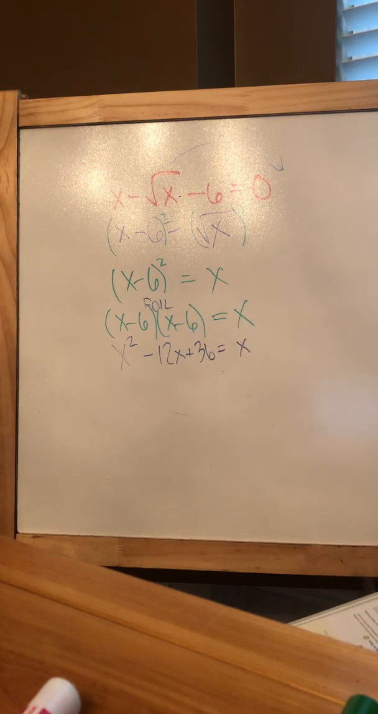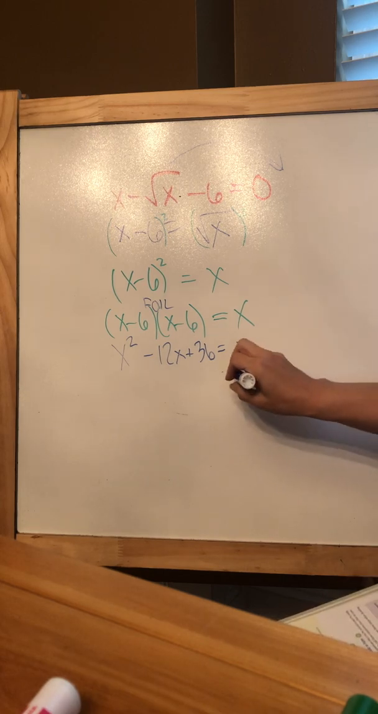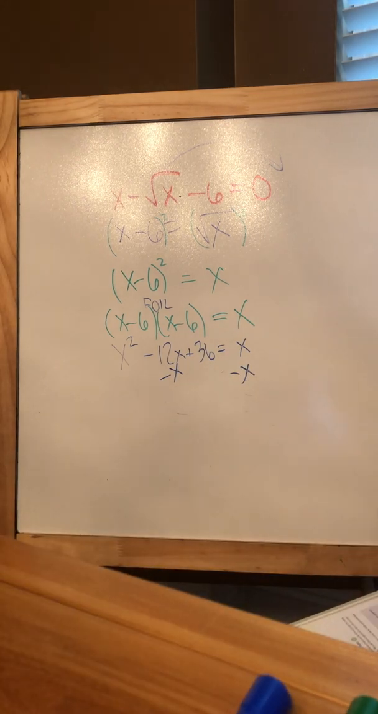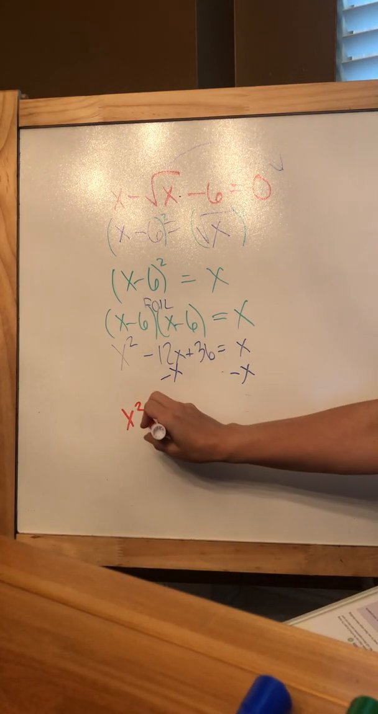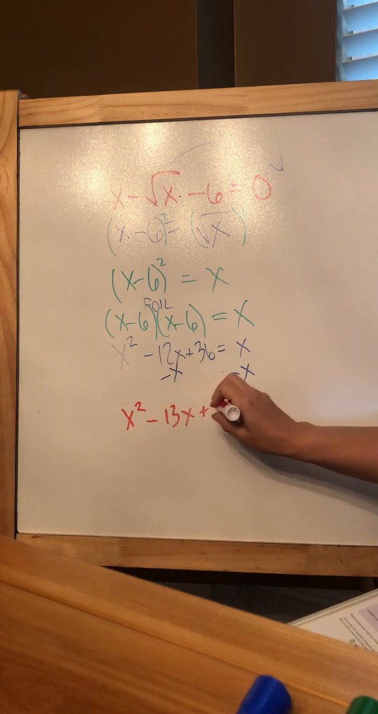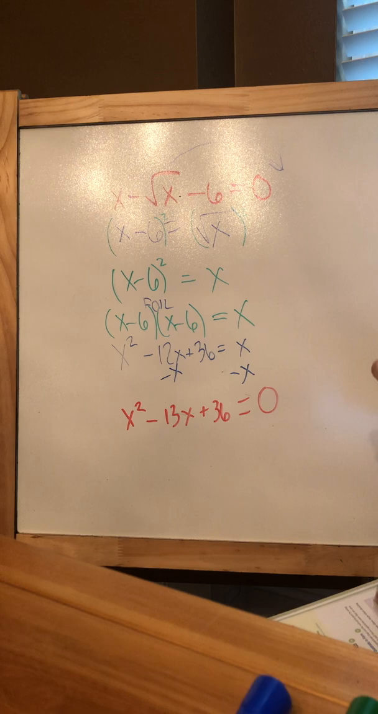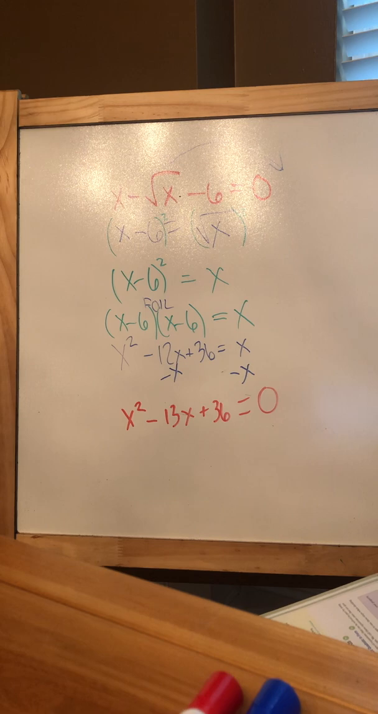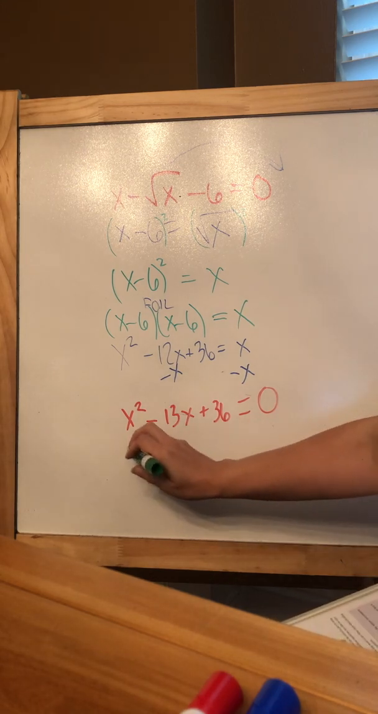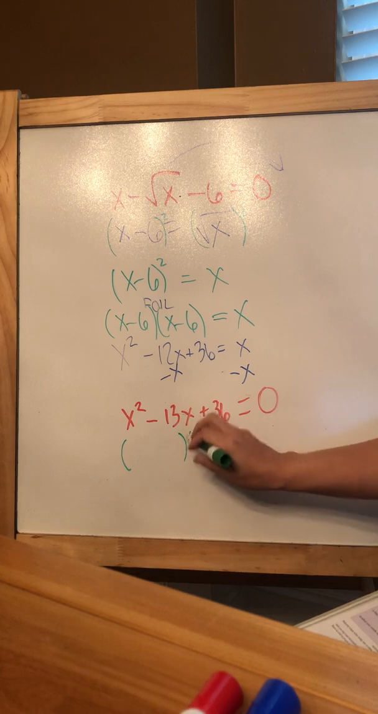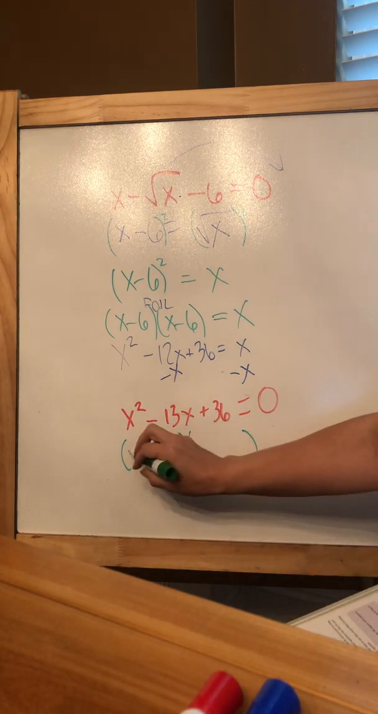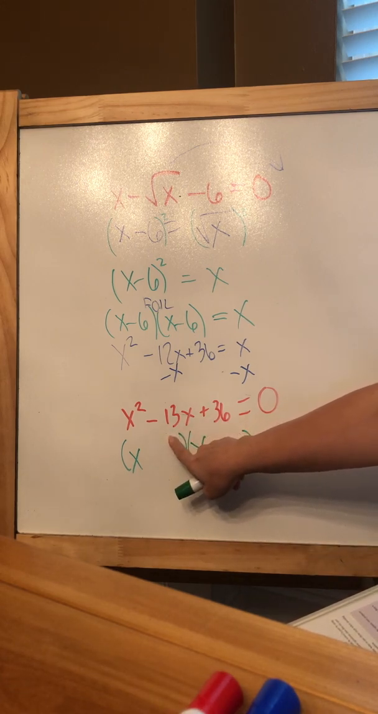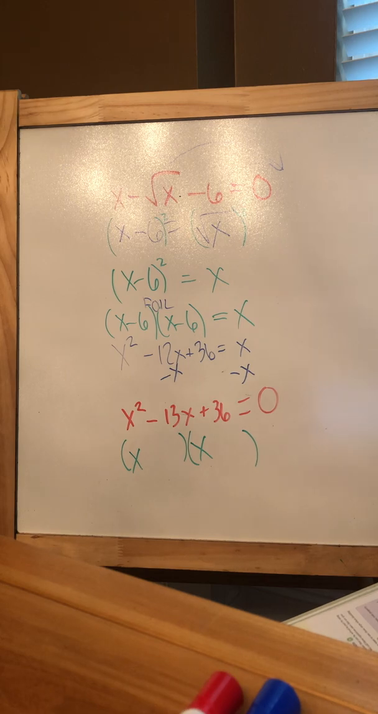Okay, so now all we need to do is subtract this x, and then our equation will be set to 0. So if we subtract the x there, now we have x squared minus 13x plus 36 equals 0. Okay, well, now let's refactor it and solve for x. So bring your x down. We need two numbers that multiply to get 36 and add to get negative 13.